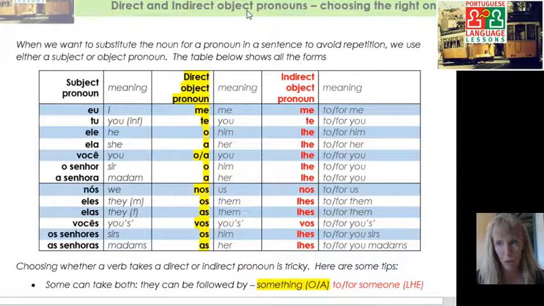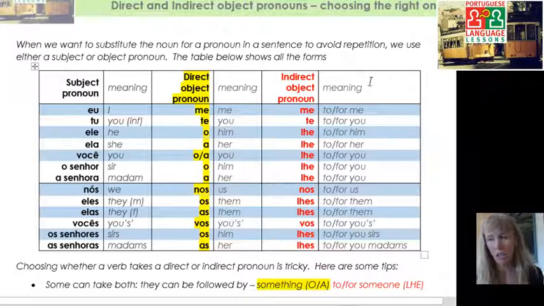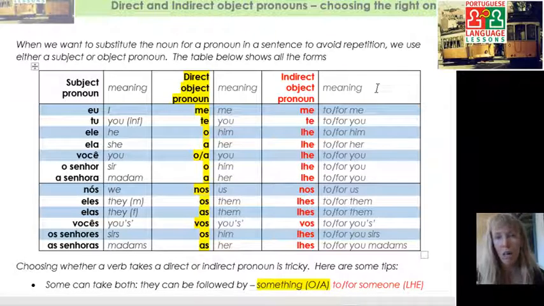Direct and indirect object pronouns, what they are, and choosing the right ones. I have made other videos that talk in more detail about the direct objects, the indirect objects, and about the position of the verbs in the video about reflexive verbs. Okay, so have a look for those videos if you feel you need more detail on these subjects.